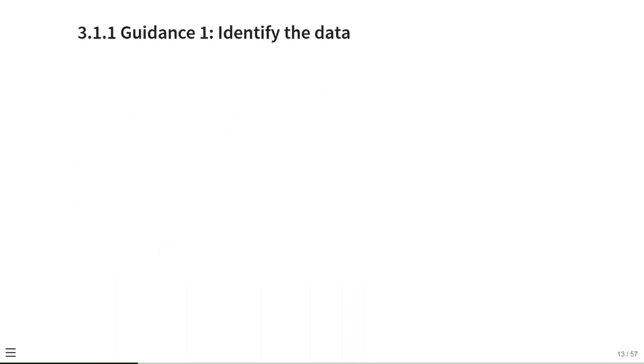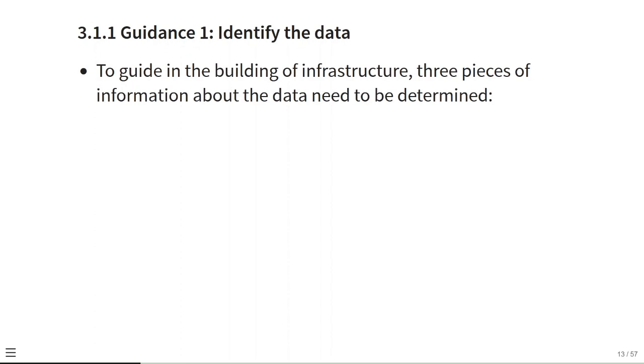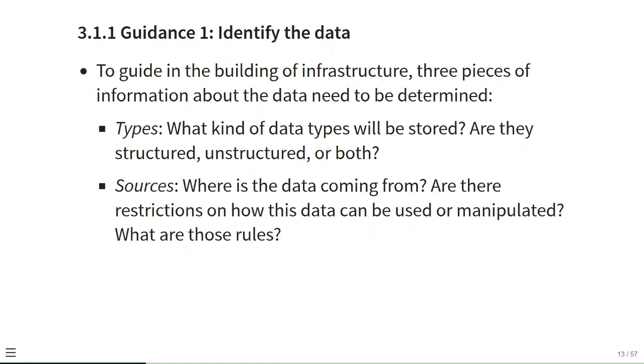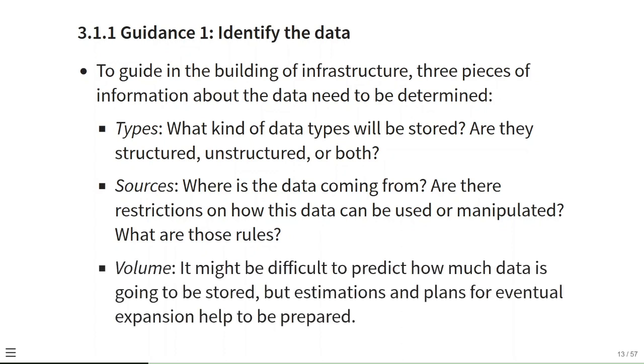Guidance 1. Identify the data. To guide in the building of infrastructure, 3 pieces of information about the data need to be determined. The types. What kind of data types will be stored? Are they structured, unstructured, or both? Sources. Where is the data coming from? Are there restrictions on how this data can be used or manipulated? And what are those rules? And volume. It might be difficult to predict how much data is going to be stored, but estimations and plans for eventual expansion help when you want to be prepared.